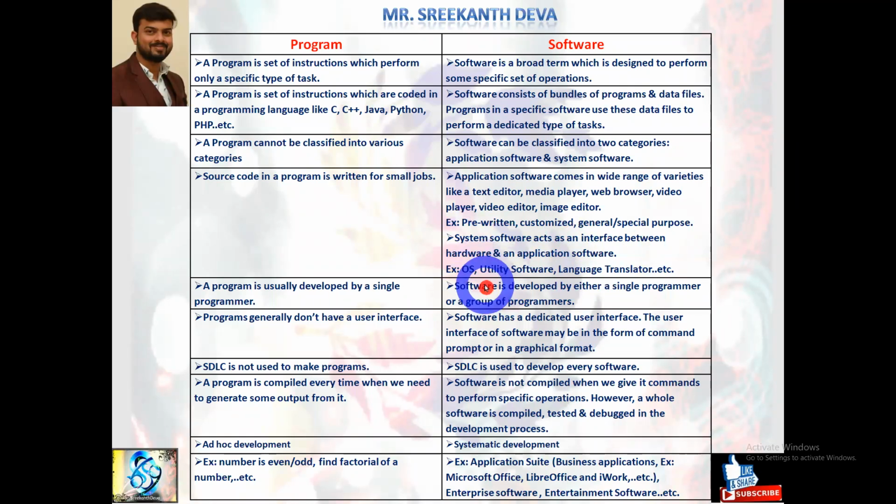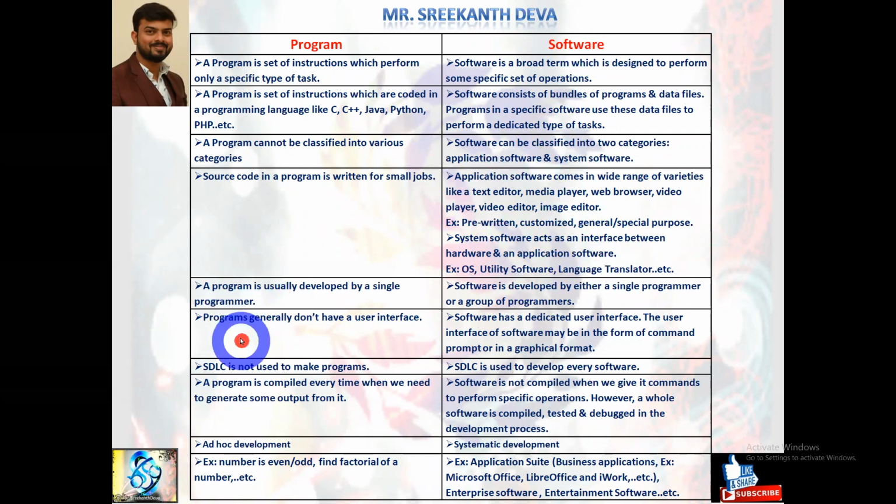In operating systems, we had discussed various operating systems like Windows based, Mac, Unix, Linux based operating systems, and nowadays mobile operating systems. Several operating systems are involved in enabling these application softwares. These application softwares come in a wide range of varieties like text editors, media players, web browsers, video players, video editors, image editors. Pre-written application softwares, customized application softwares, general or special purpose application softwares. So these are all examples of a software product.